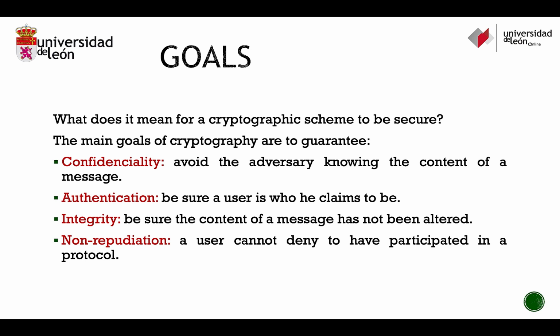Confidentiality means preventing the adversary from knowing the content of a message. So we try to keep the content of a message secret from the people we don't want to know. Then, with authentication, we want to make sure that the user is who he claims to be. So if we have a document that is supposed to be produced by a person, we want to make sure that it was this person who produced it and who sent it. With integrity, we want to make sure that the content of a message has not been altered. And with non-repudiation, we try to ensure that users cannot say that they have not participated in a protocol when they have.